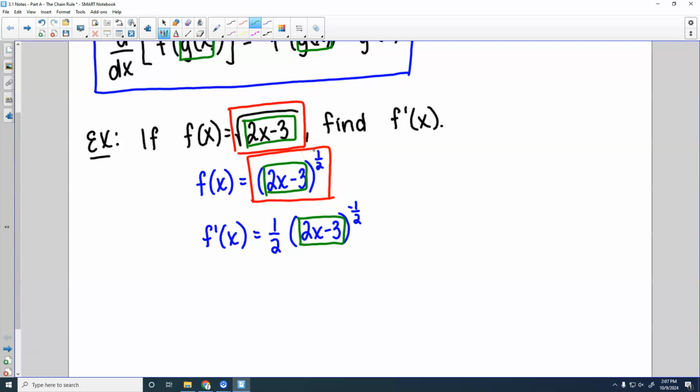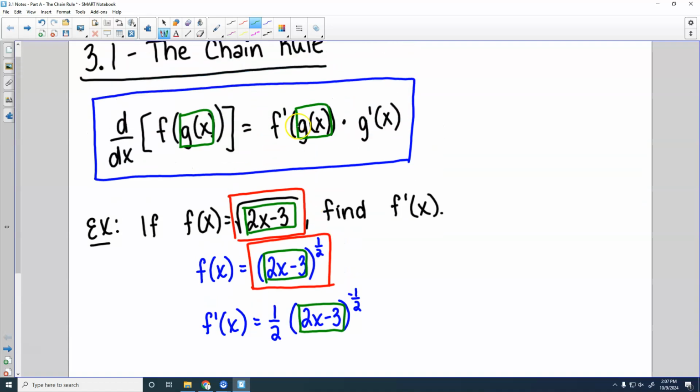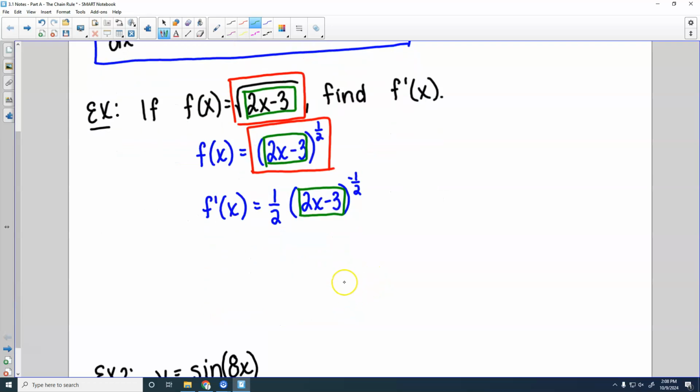Okay, so what we've done there is we took the derivative of raising something to the 1/2 power. But our chain rule tells us that we have to take the derivative of the outside, but then we have to take the derivative of the inside and multiply it out here on the end. So we've got to take the derivative now of the inside part. What is the derivative of 2x minus 3? It's just 2. And so we're going to multiply this by 2 over here on the end.